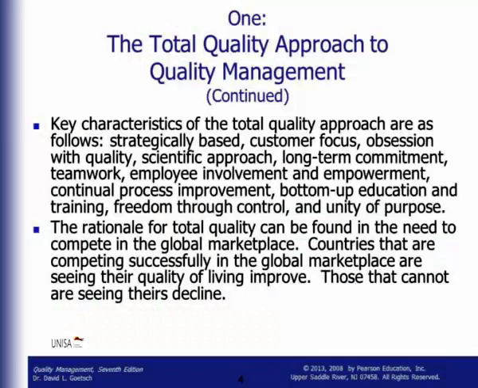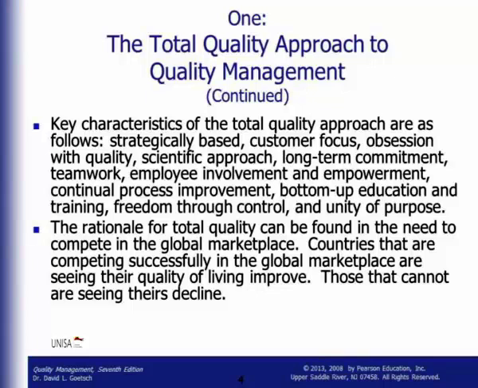Key characteristics of the total quality approach are: it is strategically based, there is customer focus, obsession with quality, scientific approach, long-term commitment, teamwork, employee involvement and empowerment, continual process improvement, bottom-up education and training, freedom through control, and unity of purpose.